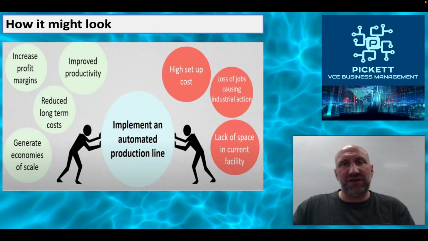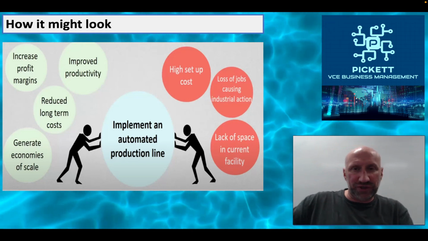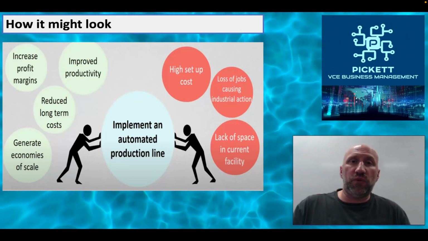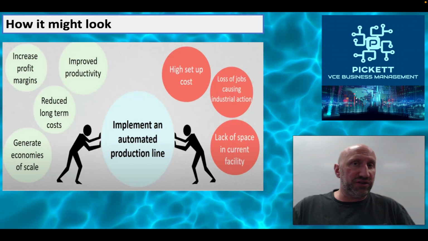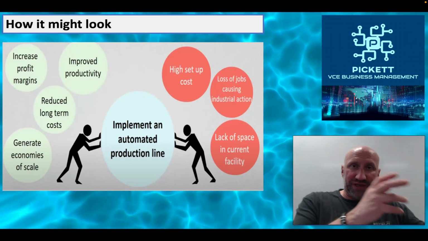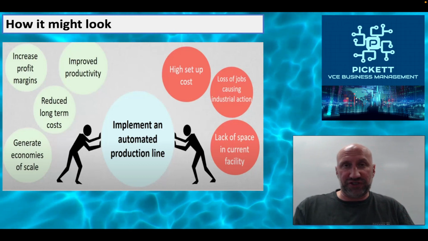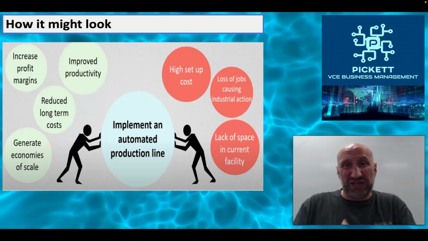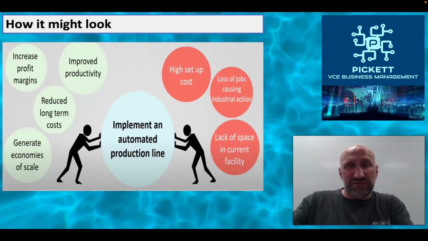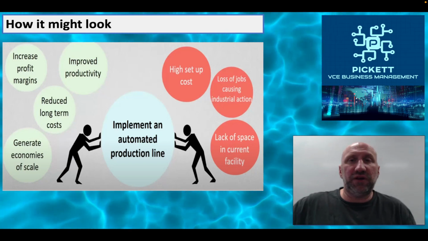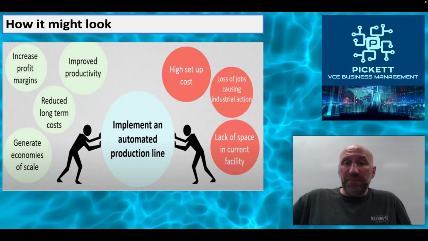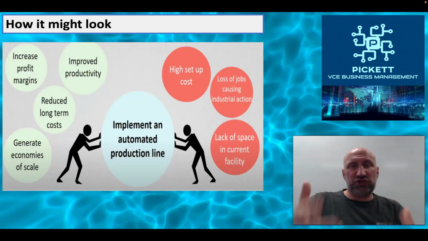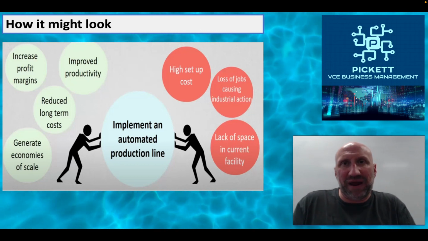Then on the right, we have the things that are potentially going to get in the way, which we will be calling restraining forces. So the high initial setup costs, again, we know that from one of our disadvantages of the implementation of automated production lines when we did operations management. One of the big disadvantages is the cost of implementation, the loss of jobs, potentially causing industrial action. Again, we looked at loss of jobs as a disadvantage of automated production lines. And maybe lack of space in your current facility. Maybe you don't physically have the room to install what you want to install. That's going to be a big barrier.